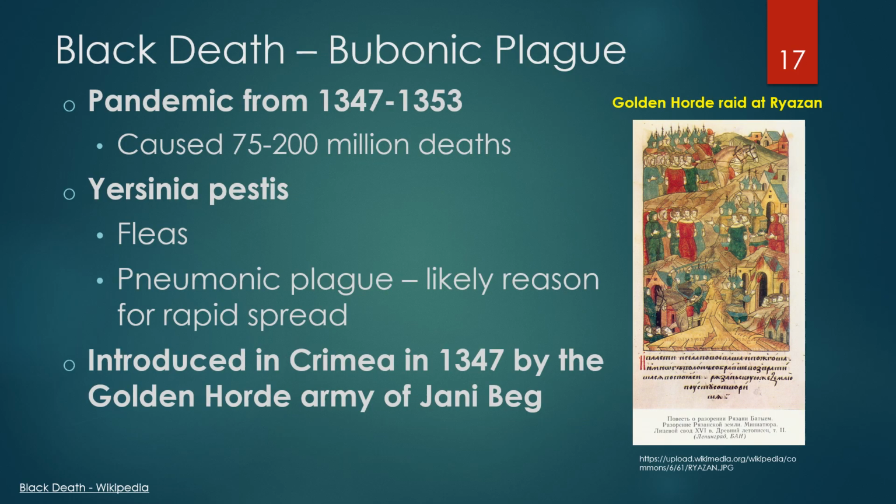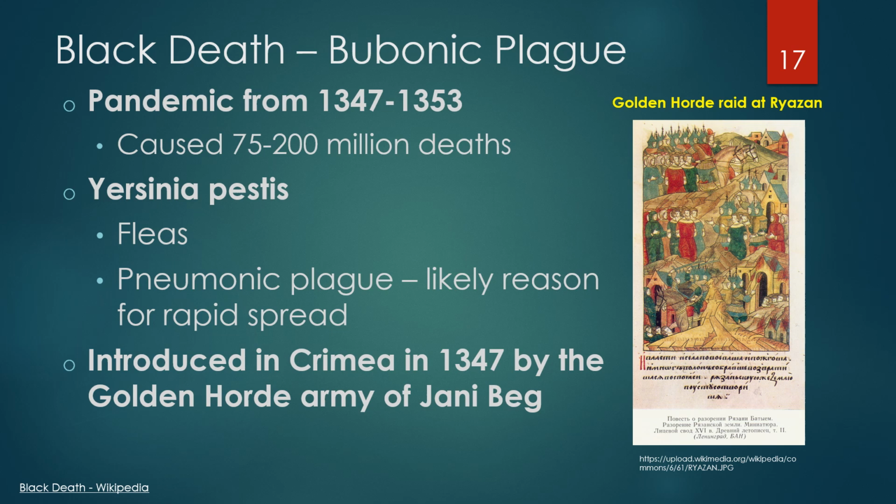The Black Death was a pandemic occurring in Western Eurasia and North Africa from 1347 to 1353 and is considered the worst and most fatal pandemic recorded in human history, resulting in an estimated 75 to 200 million deaths. The Black Death, also known as the bubonic plague, is caused by Yersinia pestis, a bacteria spread primarily by fleas.